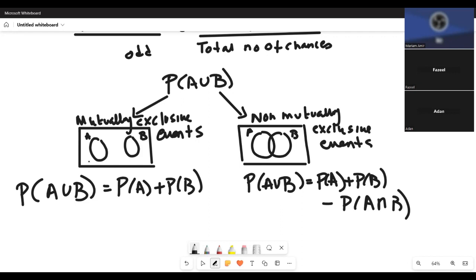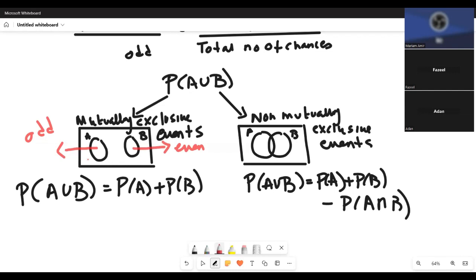Can you give me an example of mutually exclusive events? For example, this is a case of getting an odd number at the top of the die, and this is a case of getting an even number at the top of the die. So they don't have any common value. So these are mutually exclusive events. So in that case, probability of A union B would be probability of A plus probability of B.